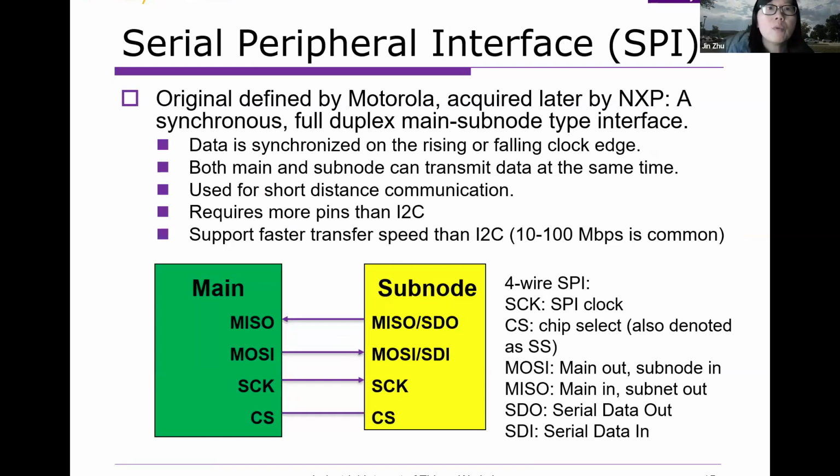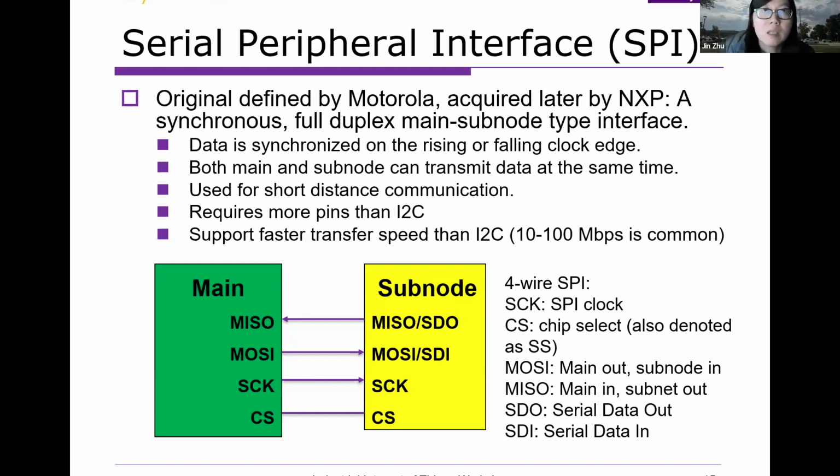Okay, Serial Peripheral Interface, SPI, originally defined by Motorola, but now also acquired by NXP. And it is a synchronous, full duplex, main-subnode type of interface. So we see the I2C is not full duplex, it's actually half duplex. What does that mean? Between your controller and the target, they can send in both directions, however, not at the same time.